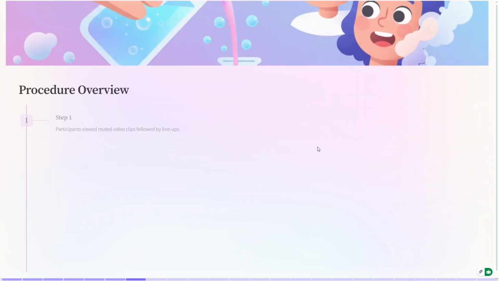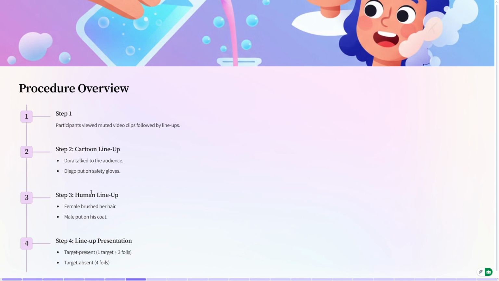All right, so moving forward, we have the procedure. Participants viewed a muted video clip followed by lineups. So they all viewed the video clips, and then there was a lineup, that is the picture presented to them to identify. So for the cartoon lineup, Dora talked to the audience in the video clip that they watched, and then Diego put on safety gloves. Okay, all right. So those were the two things.